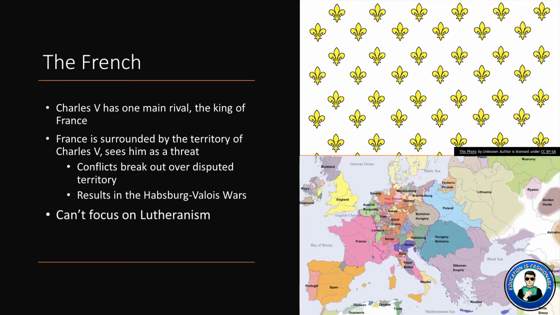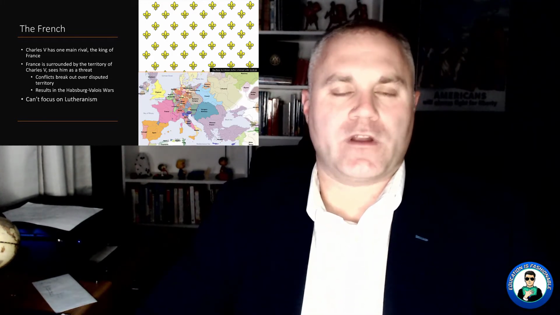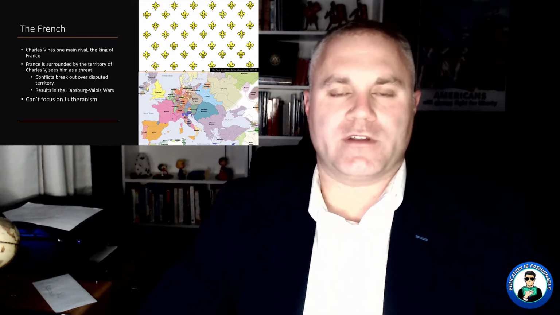So France is, I guess you would say, pretty paranoid. And when you have so much territory right up against each other, there's going to be a likelihood of some sort of dispute. That's basically what happened: you have a bunch of conflicts over disputed land. We're going to refer to those as the Habsburg-Valois Wars. There's a number of them.